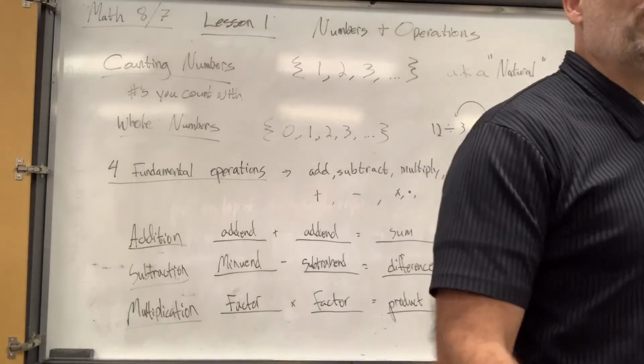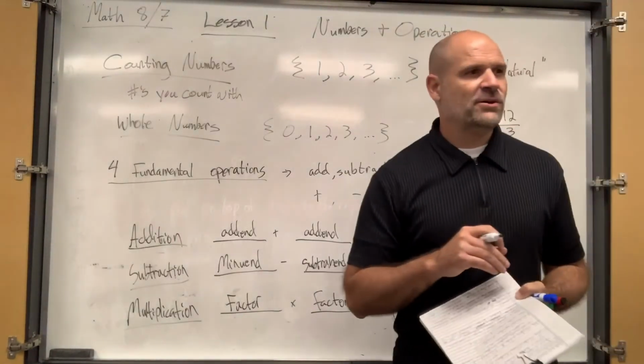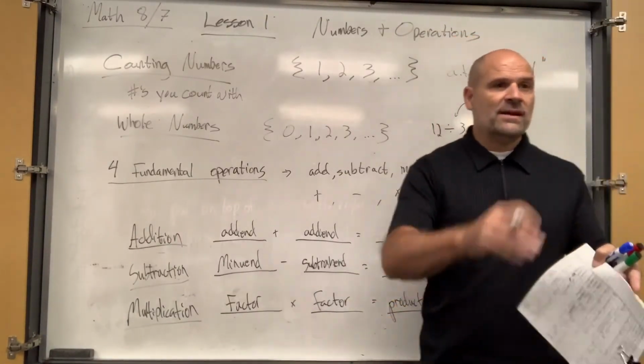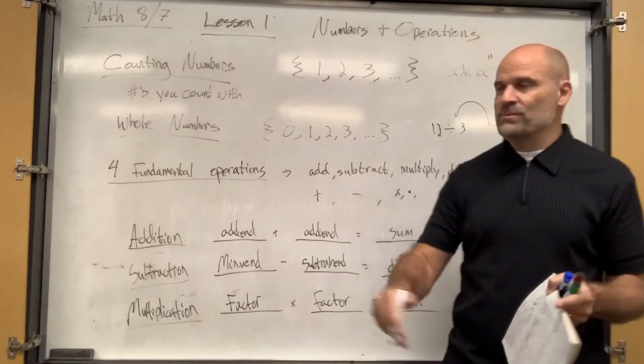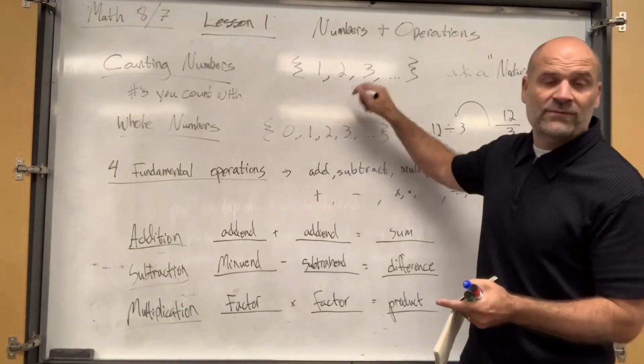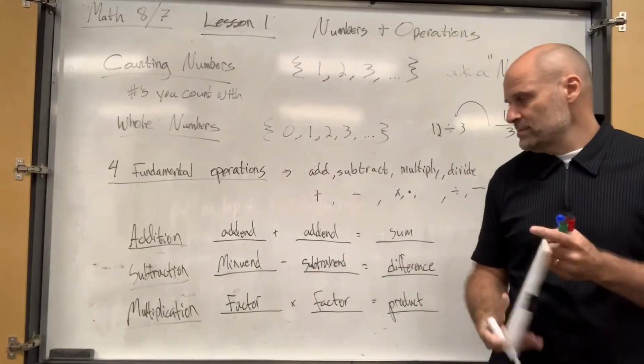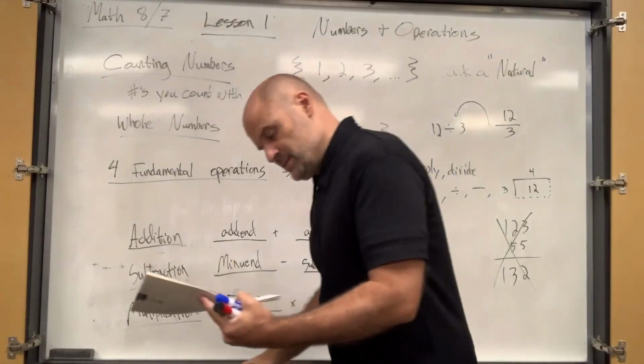So factor times factor equals product. So do you guys remember factor trees? So basically you started with the product and you broke it up into factors. Remember the 15 and then you do the little factor tree, 3 and 5. We're going to do some of those. It's going to be awesome.